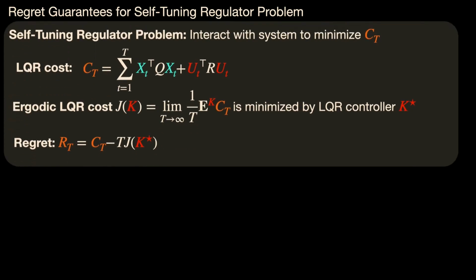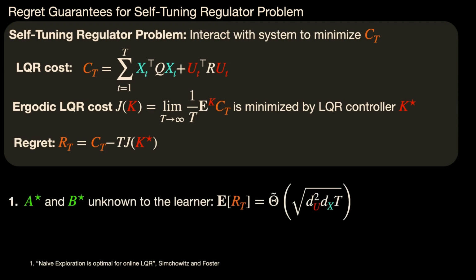Okay, so what the regret is capturing here is how much additional cost we're incurring because we don't know the dynamics of the system. To understand how we expect the regret to grow, I'm going to present a couple of results from prior work that guarantee that if A star and B star are fully unknown to the learner, then the expected regret scales as square root T.